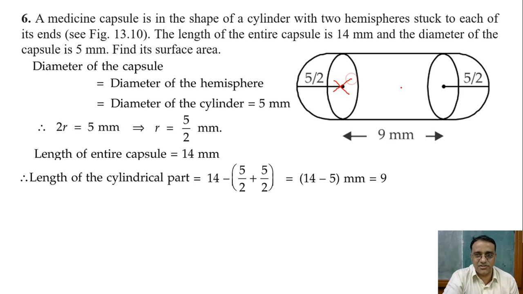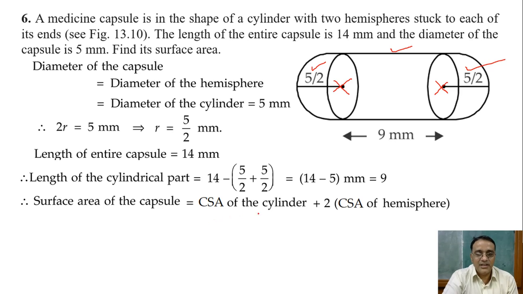This part you can't touch. This part also you can't touch because these two parts are the interior part. We cannot touch them. So its surface will be the CSA of 2 hemispheres plus CSA of cylinder. So surface area of capsule is equal to CSA of cylinder plus 2 times CSA of hemisphere. What is the formula of CSA of cylinder? 2 pi RH. Very good. What is the formula of CSA of hemisphere? 2 pi R square.